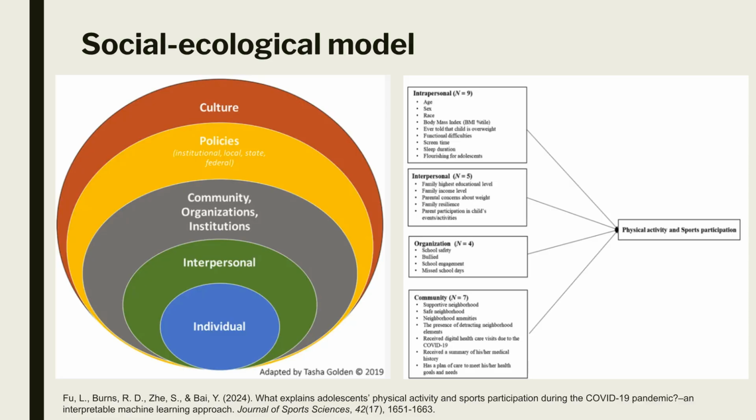At the policy level, this refers to formal plans, rules, or guidelines adopted by governments or organizations to guide behavior and decision-making. For example, the 2018 Physical Activity Guidelines for Americans represent a national-level effort to promote physical activity across the population. Finally, at the cultural level, this includes broader social norms, values, and beliefs, such as attitudes towards sports and physical activity. These factors can be more difficult to change because they are deeply embedded within society.